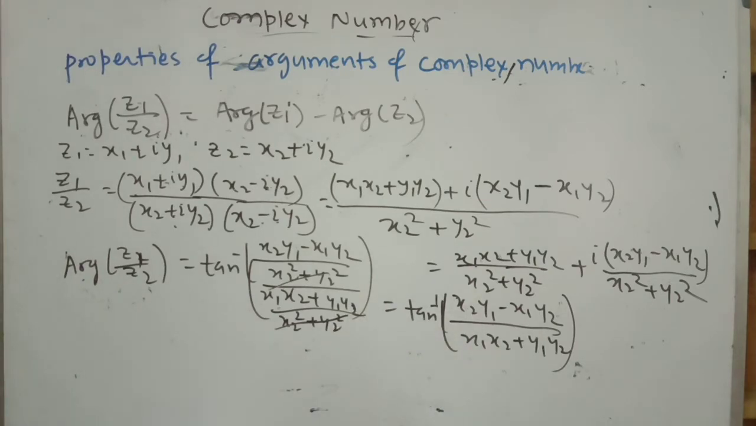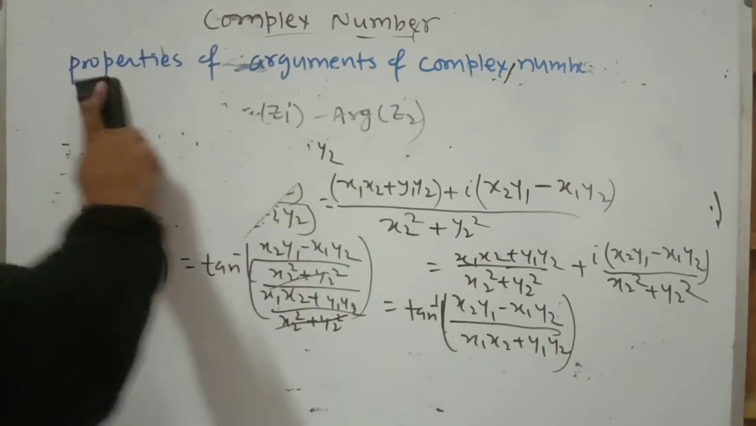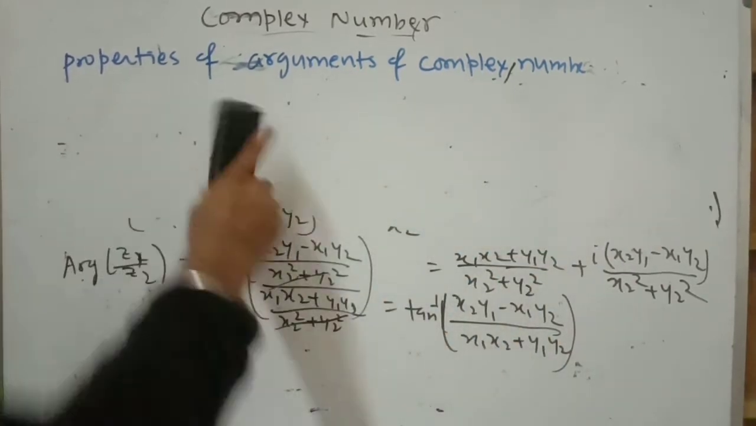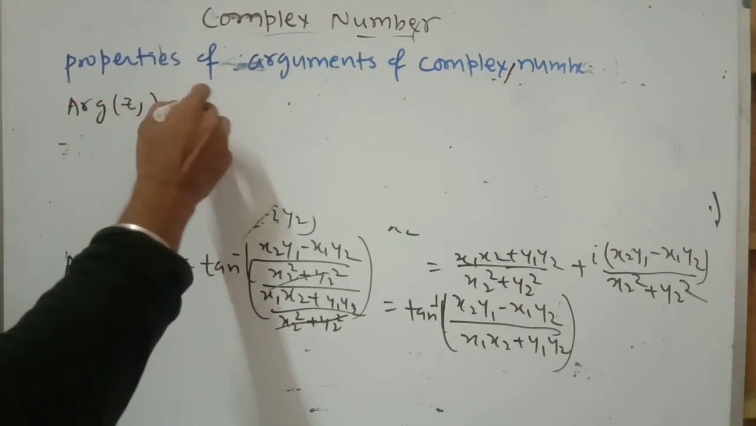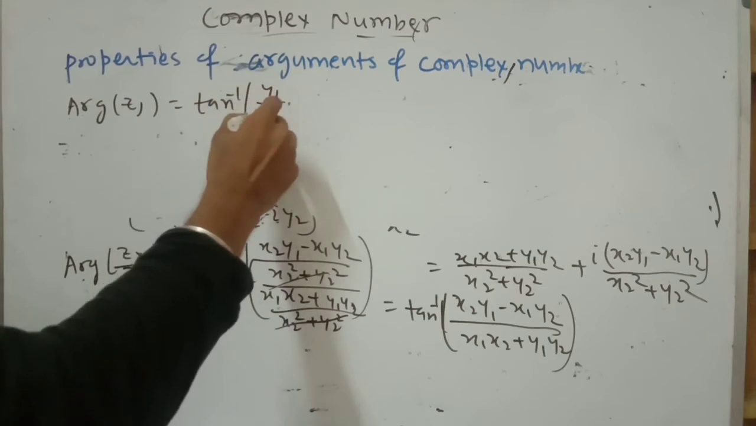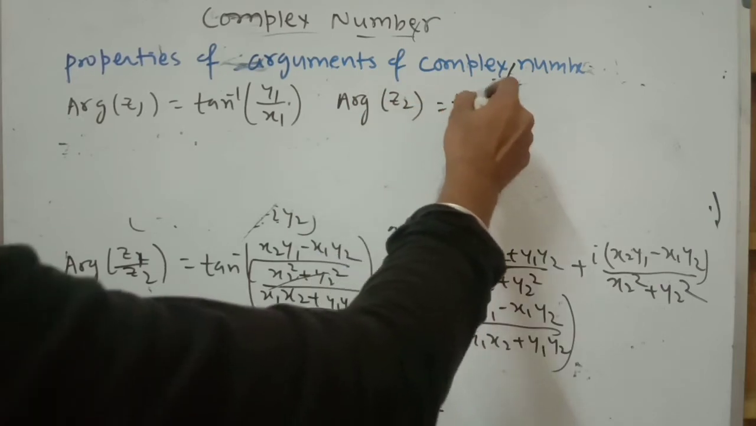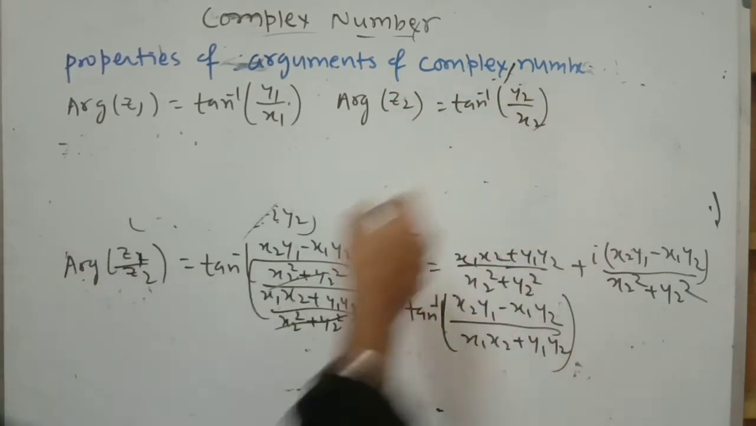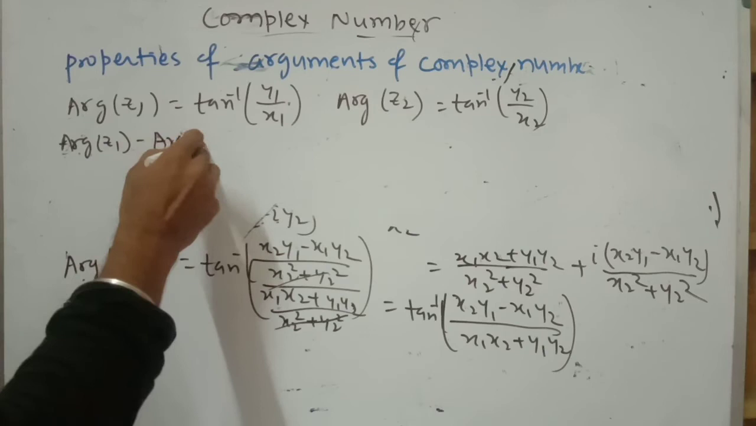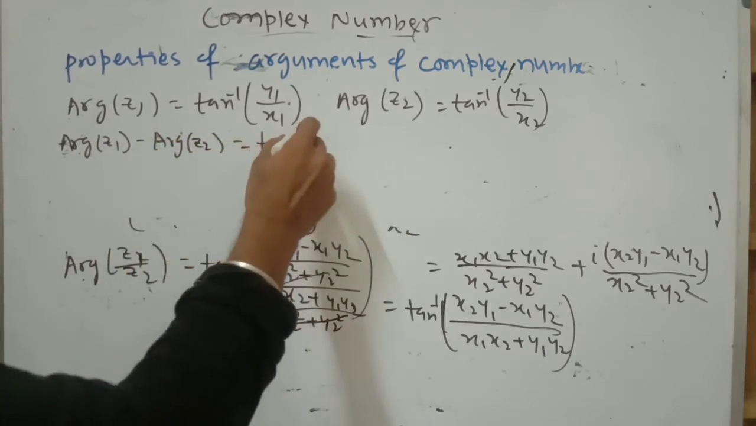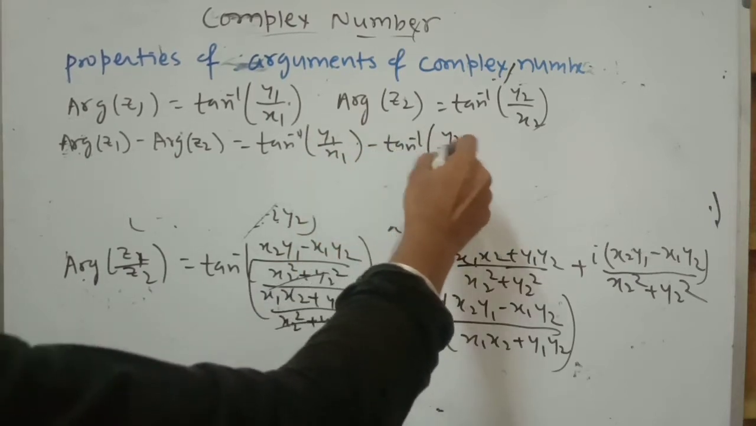So now we are going to find the individual arguments of the different complex numbers. So the argument of z1 is tan inverse y1 by x1. Similarly the argument of z2 is tan inverse y2 by x2. Now we are going to find argument of z1 minus argument of z2, so here you can write tan inverse y1 by x1 minus tan inverse y2 by x2.